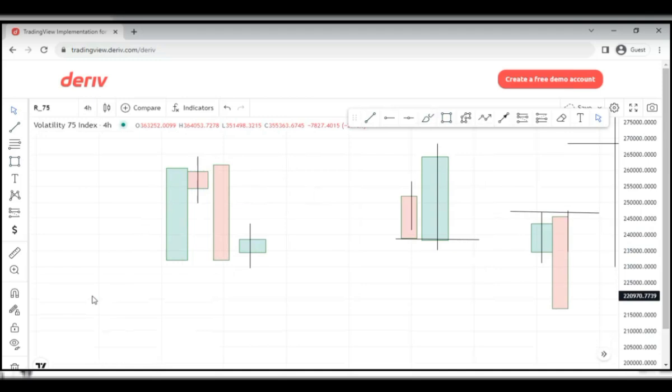Next one is the evening star doji. That's when you have indecision. All right, indecision. Okay, so that's for the triple candles, guys.